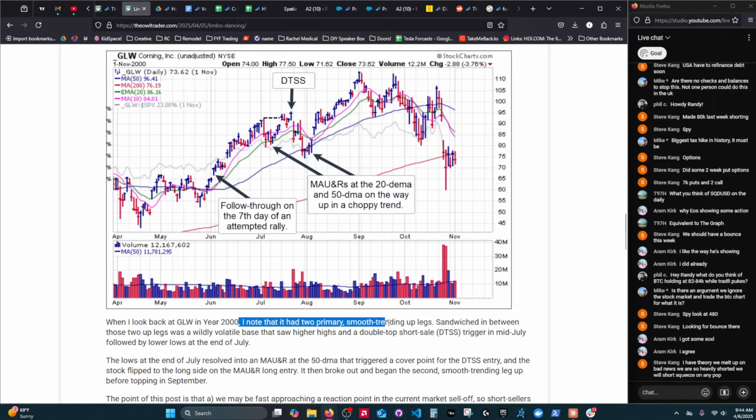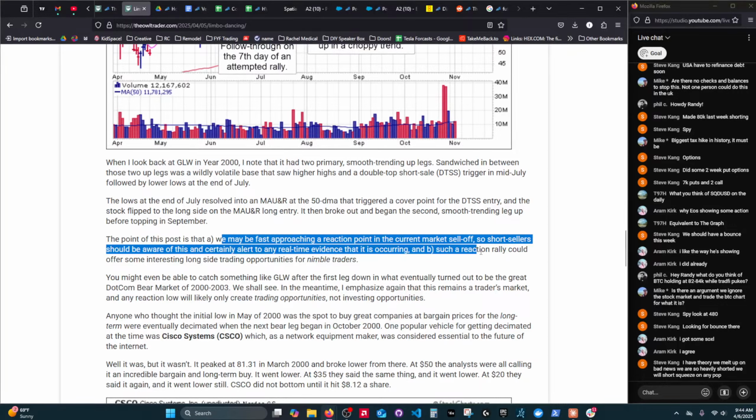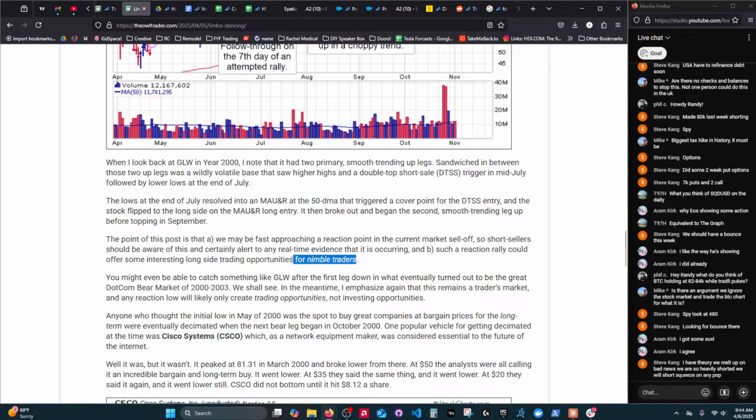So I noted it had two primary smooth trending up legs. So this one and then this one. Sandwiched in between those two legs was a wildly volatile base that saw higher highs and a double top short sale trigger in mid-July, followed by lower lows at the end of July, which is these ones. The point of the post is that we may be fast approaching a reaction point in the current market itself, so short sellers should be aware of this, certainly to any real-time evidence that it's occurring, and B, such a reaction rally could offer some interesting long side trading opportunities for nimble traders.